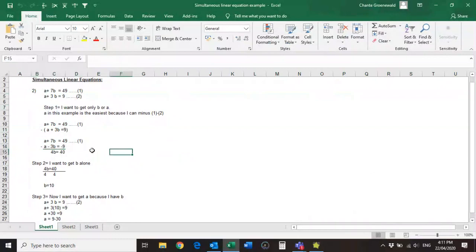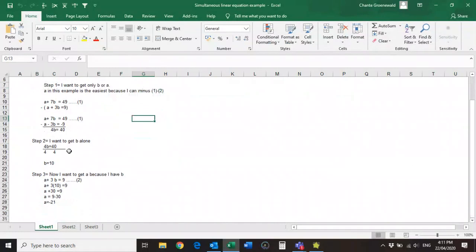So what happens now? Now I can just do normal basic subtraction from each other. A minus A gives me 0, right? Then I have a plus 7B and I have minus 3B, so that's 4B. Okay, 49 minus 9 gives me 40.